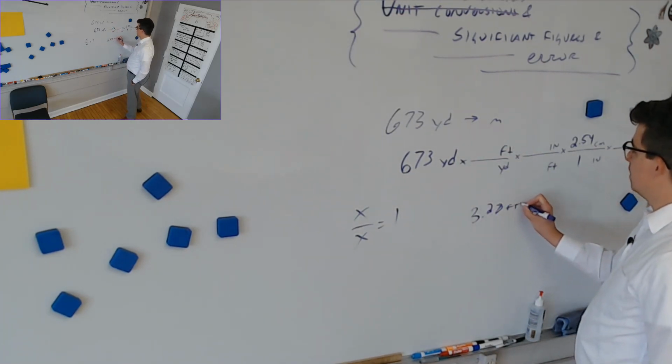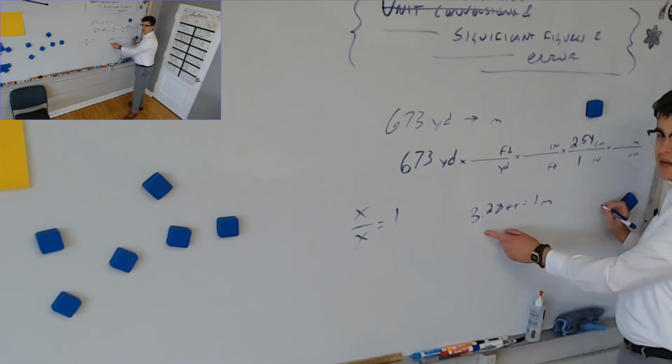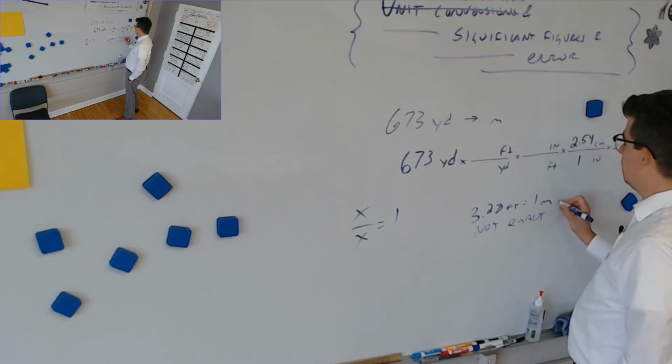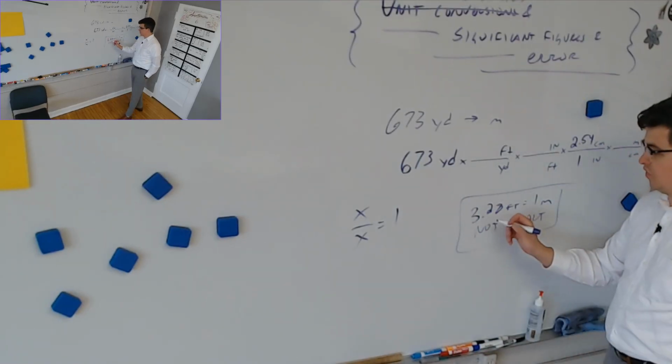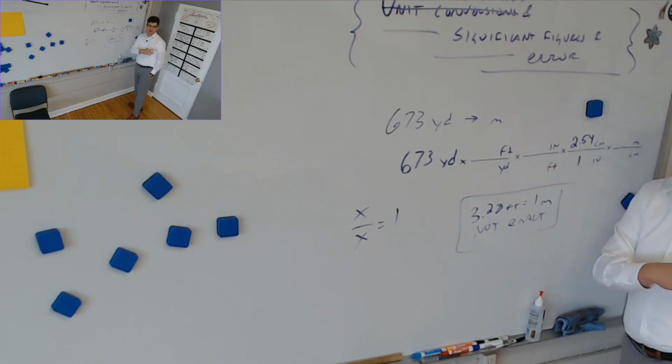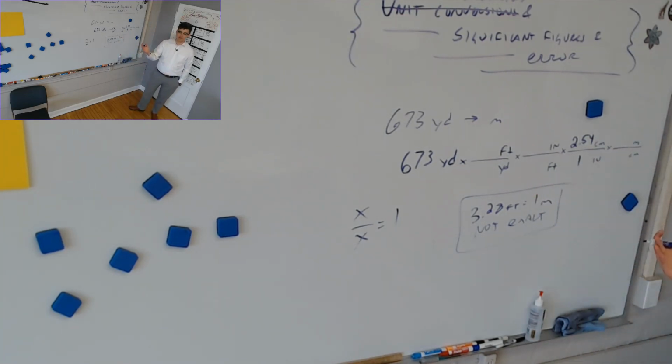3.28 feet equals 1 meter. But this is not exact. Let me say that again. Not exact. This is only good for if we have 3 significant figures or fewer. Whereas this, 2.54, is exact, at least 5 significant figures.